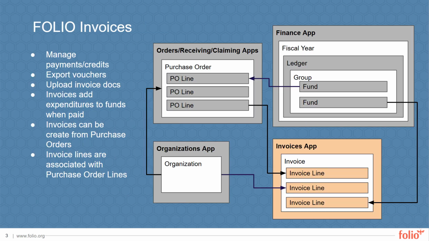The Invoices app allows libraries to manage payments and credits for acquired resources. When linked to a purchase order, invoices control that order's payment status. Invoices are also connected to funds in the Finance app via invoice lines. When an invoice is marked as paid, an expenditure is added to the associated fund or funds. If a library has a digital or online copy of the invoice, it can be uploaded or linked to the invoices record.